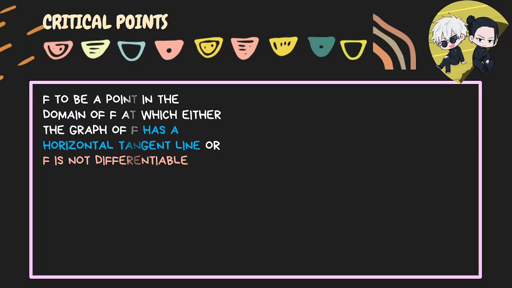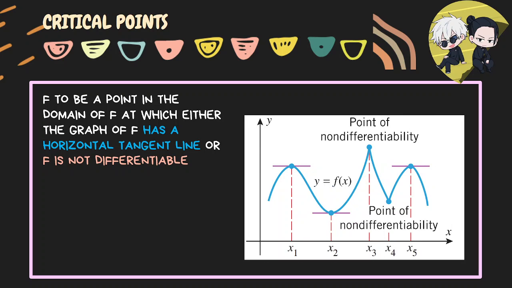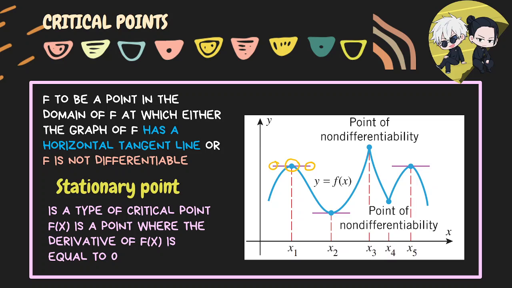So, critical points. So, for example, we have point F, no? So, we already discussed that. Ano bang tawag dun sa points na kung saan meron siyang horizontal tangent line and yung derivative niya is 0. So, that point is what we call the stationary point. So, stationary point is the type of critical point where the derivative of f of x is equal to 0. So, to sum up, the critical points can be found graphically or mathematically in the points where there is a horizontal tangent line, which is also called the stationary point, and the point of non-differentiability.